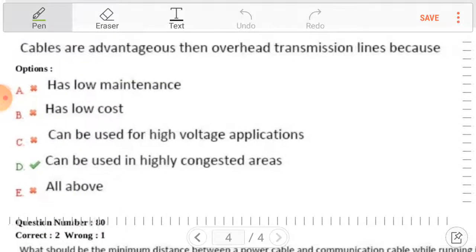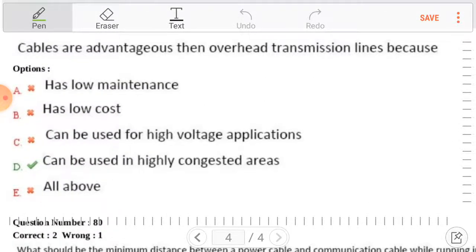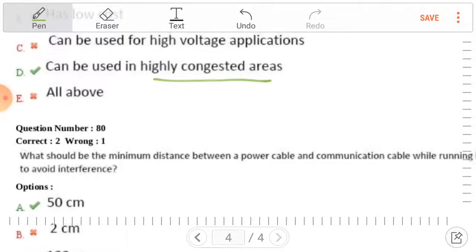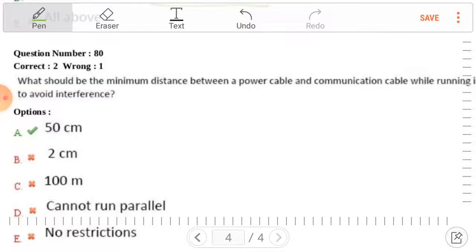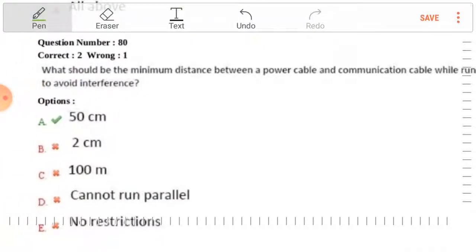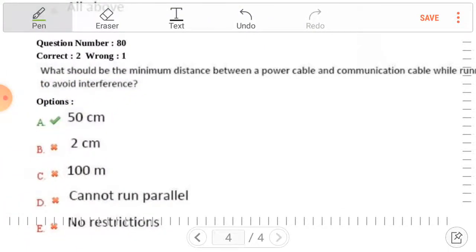The next problem asks about the advantage of cables over overhead transmission lines. We know that cables can be used in congested areas, but transmission lines cannot. What should be the minimum distance between a power cable and a communication cable running in parallel to avoid interference? The minimum distance should be 50 cm.